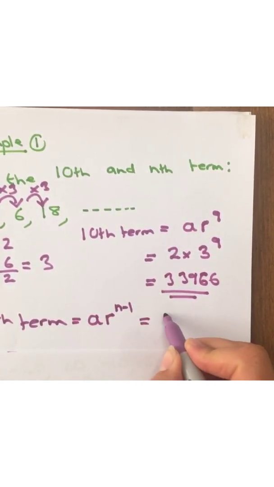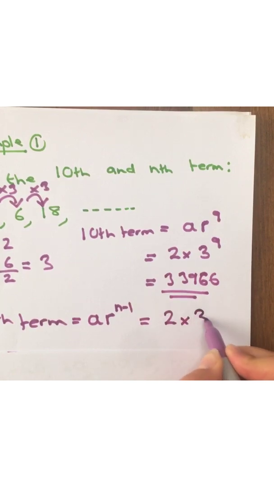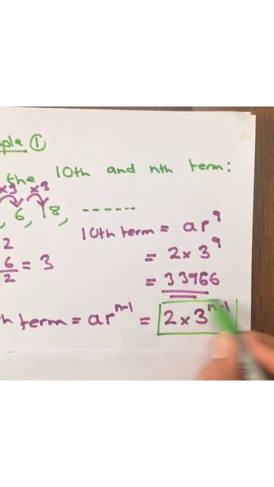The rule for the nth term will be AR to the n minus 1. So in this case, 2 times 3 to the n minus 1. You just leave it like that. You're not going to expand that if you don't know what n is.